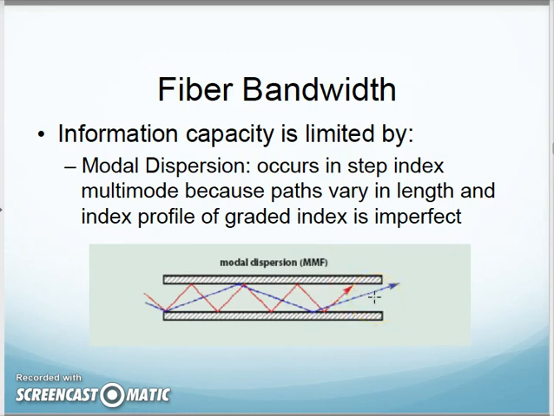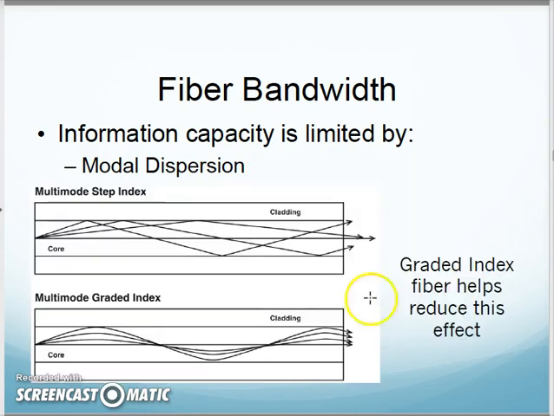So your step index fiber tends to cause more modal dispersion, the light bouncing down more, and some of the light signal getting there early and some of it getting late. It's going to disperse, it's going to spread out, if you will. So gradient index tends to be used to fix that problem.